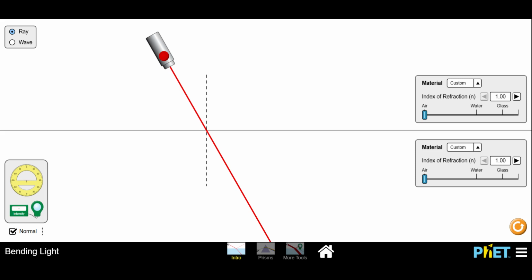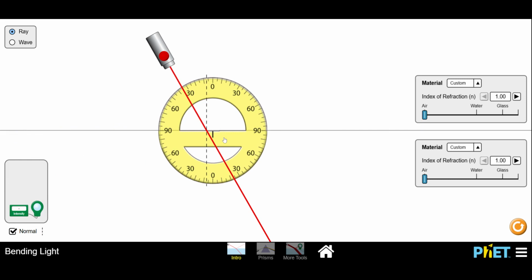We know that the speed of light is 3 × 10⁸ meters per second, but that's in the vacuum of space. Whenever light travels through another material, it will have an index of refraction. It will be slightly slower than 3 × 10⁸. And the greater the index of refraction, the slower the light travels. So at the moment we have a laser and it is moving in a straight line. I'm going to show you that with my protractor.